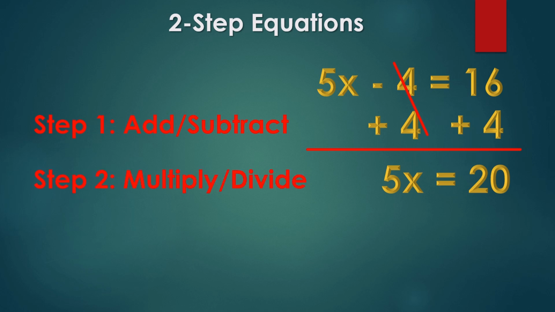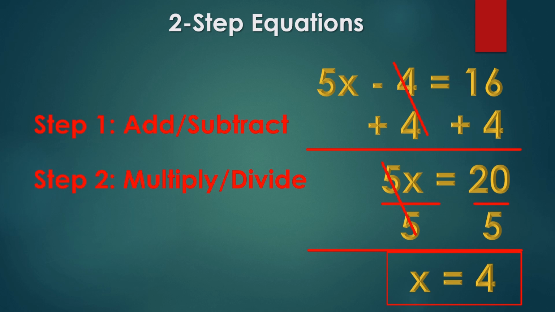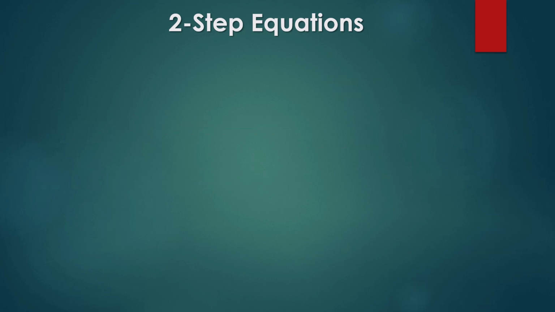Now we're going to divide by the coefficient, which in this case again is 5. So we're going to divide by 5 on the left side, divide by 5 on the right side. Remember, the 5's cancel out because that's 5 divided by 5, which equals 1. And 20 divided by 5 is 4. So we have x equal to 4. Not bad. Now, let's do another one with a negative coefficient, because this does get a little weird for some people. So we're still going to do the same two steps.